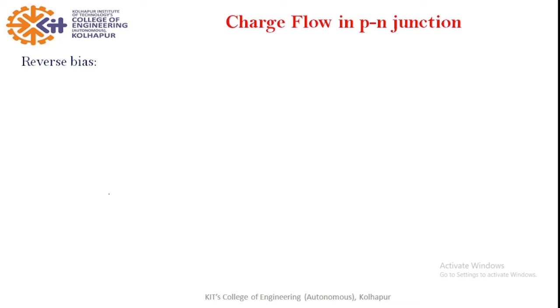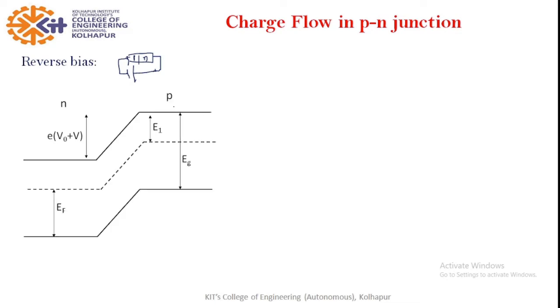Now if we apply some external potential to the junction, what will happen? That we see now. First we apply the reverse bias. What do you mean by reverse bias? See, this is the PN junction. Now the P type is connected to the negative terminal of the battery and the N type is connected to the positive terminal of the battery. It is called reverse bias. Since the P type is connected to the negative terminal, the energy levels on the P side rise and the energy levels on the N side drop, and therefore there is an increase in potential barrier across the junction.